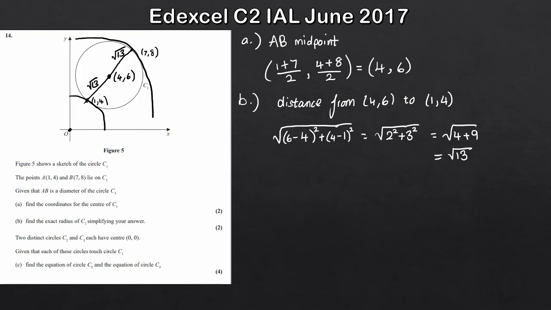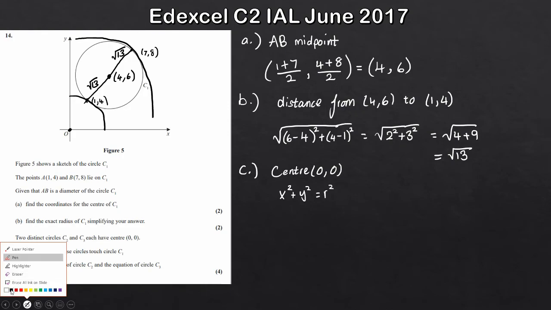So in that case, we need to work out the equation of the circle for C2 and C3. Now, with them both having centre 0, 0, hopefully it jumps out immediately that they'll both start as x squared plus y squared. As the centre is 0, 0 for both of them, it's simply equal to r squared. So the question is, for C2 and C3, what's the radius for each one?